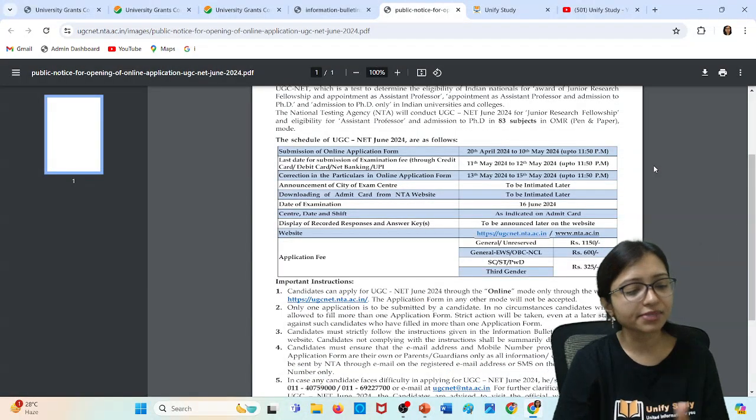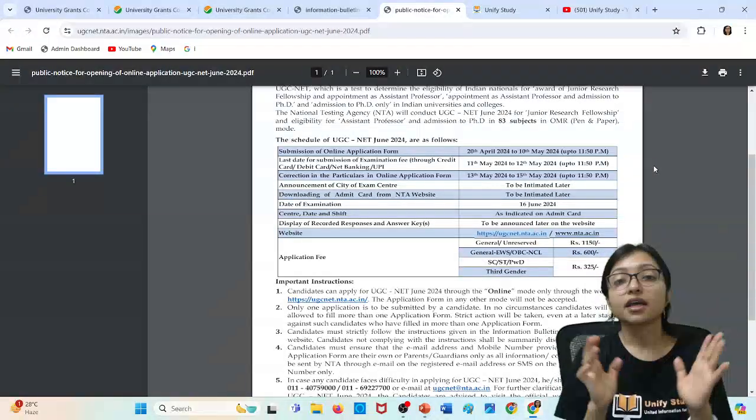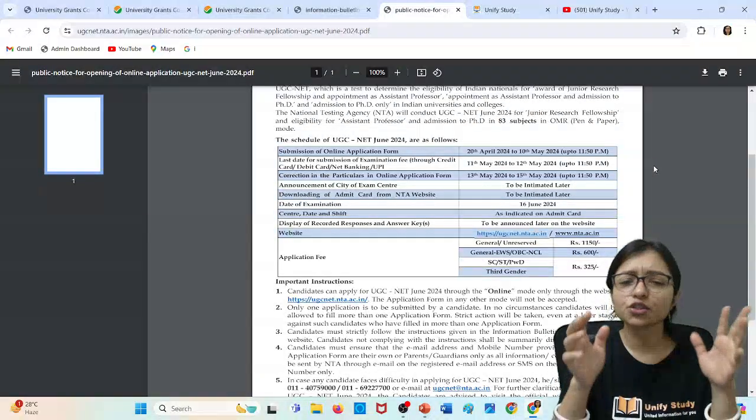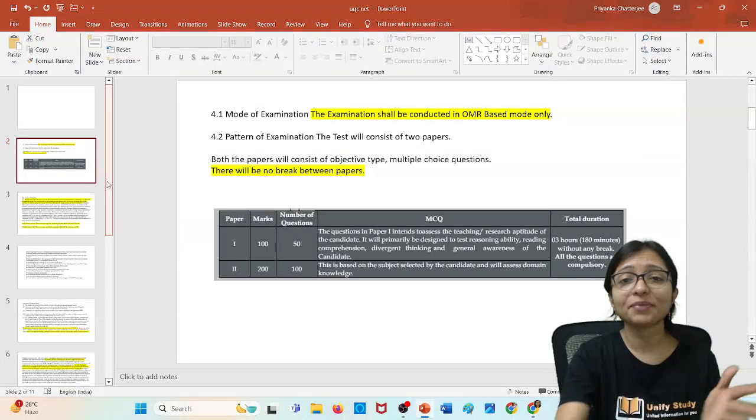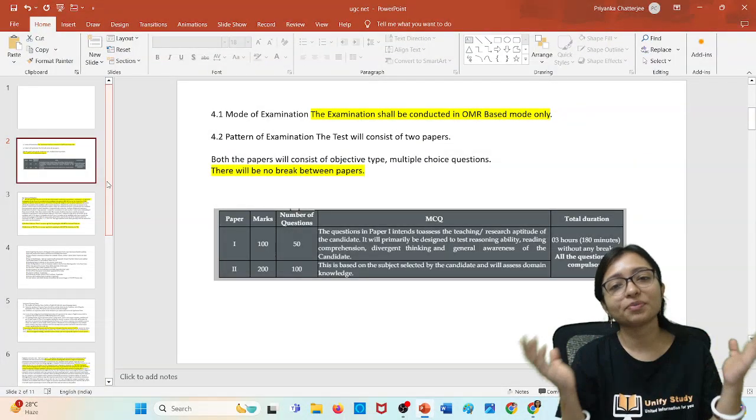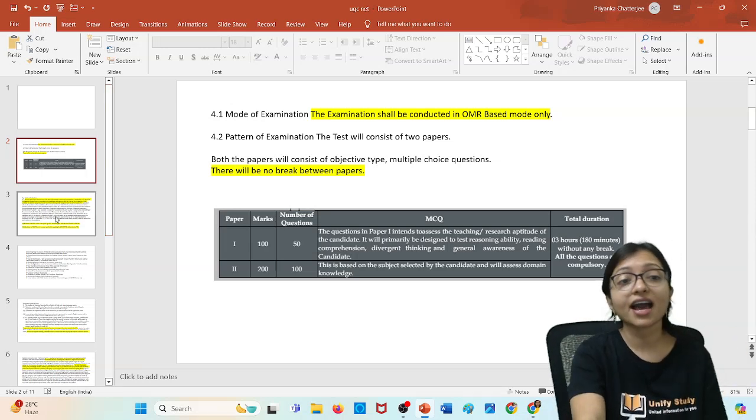So your exam date for UGC NET has already been released, and form fill-up has also started. Now, how to fill the form, and there are so many changes happening in this exam. First of all, it will be in OMR sheet mode. Will it be good or bad, and how should you prepare yourself? And there are other changes also.